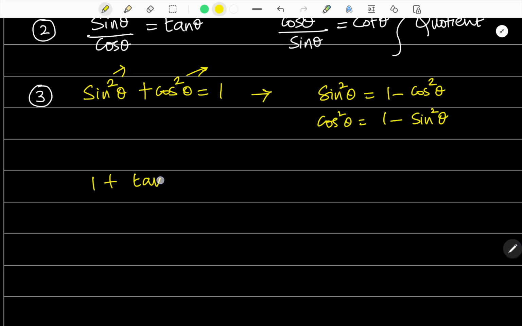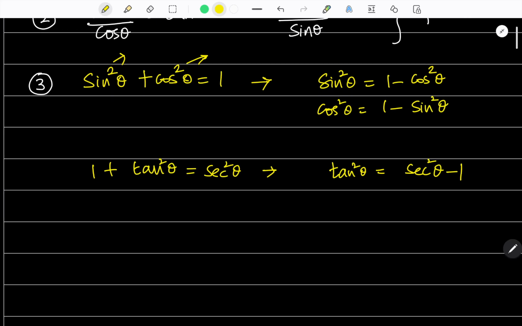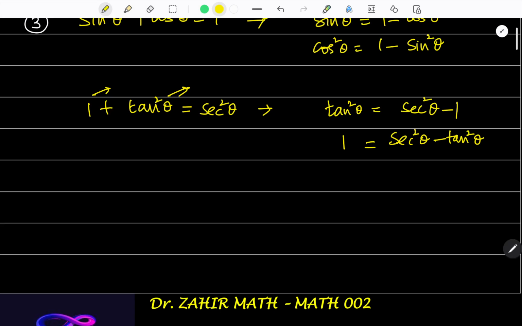Next, we go for the next rule. 1 plus tan square theta is equal to secant square theta. So, from this, we can find two rules. Suppose you want tan square theta, this is equal to secant square theta minus 1, right? That means this will go that side, this one will go that side, okay? Suppose you want 1, then you will get secant square theta, this tan will go that side, secant square theta minus tan square theta, right?